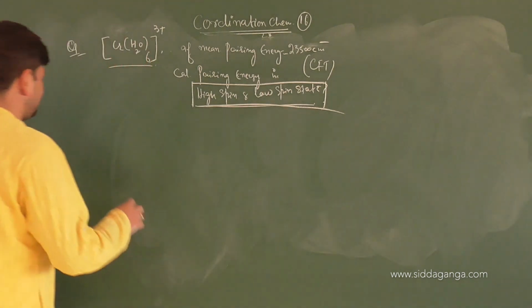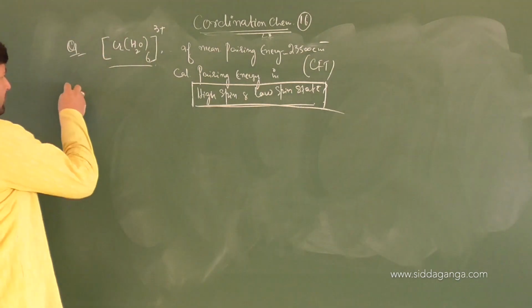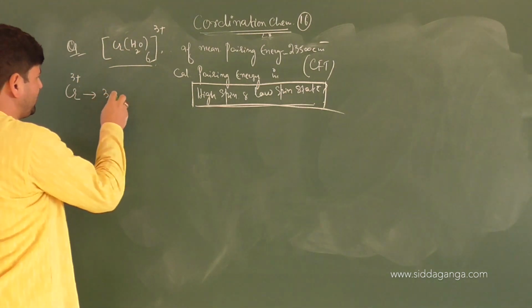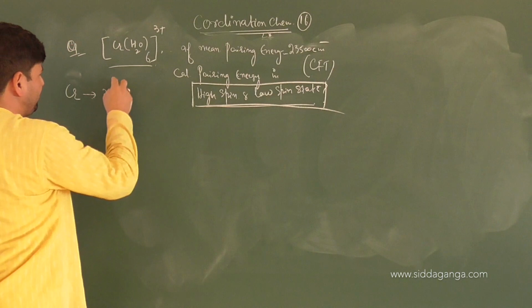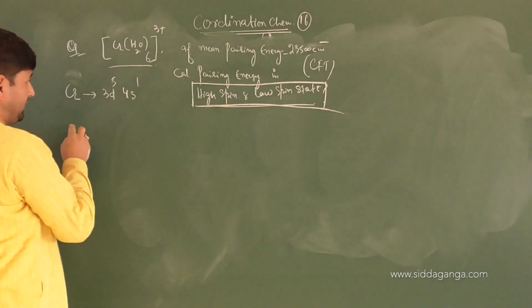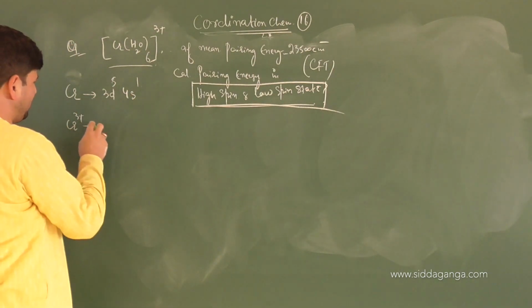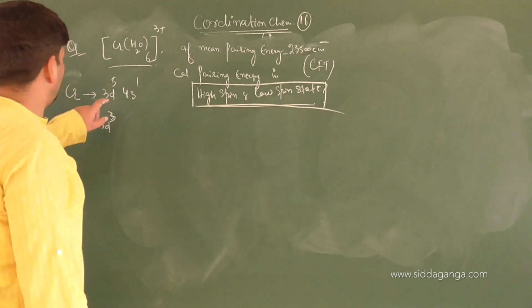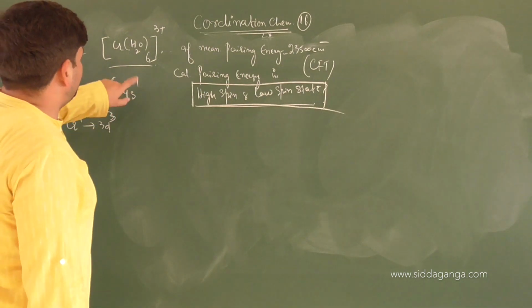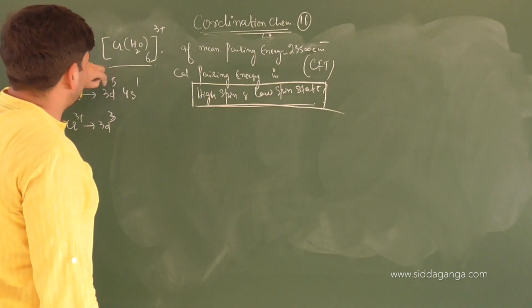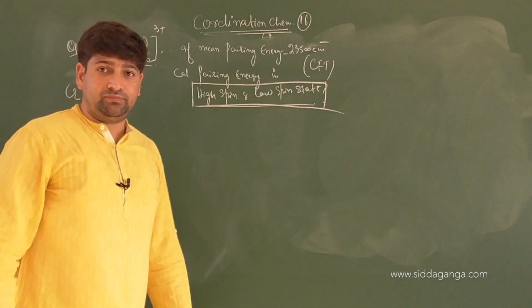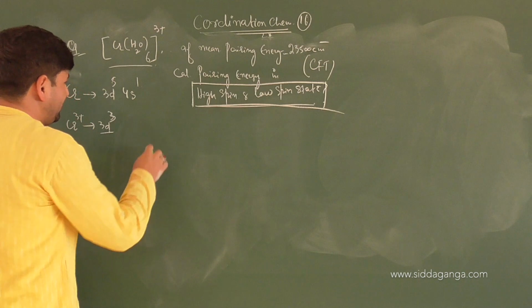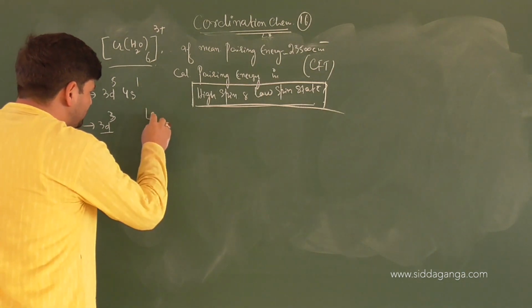Very simple discussion is, when it is chromium and oxidation state of chromium is 3 plus, actual electronic configuration of chromium is 3d5 4s1, but in a complex chromium 3 plus will be 3d3. Correct or not? It will be 3d3. Lost 1 from S and 2 from D. Yes or no? Good.